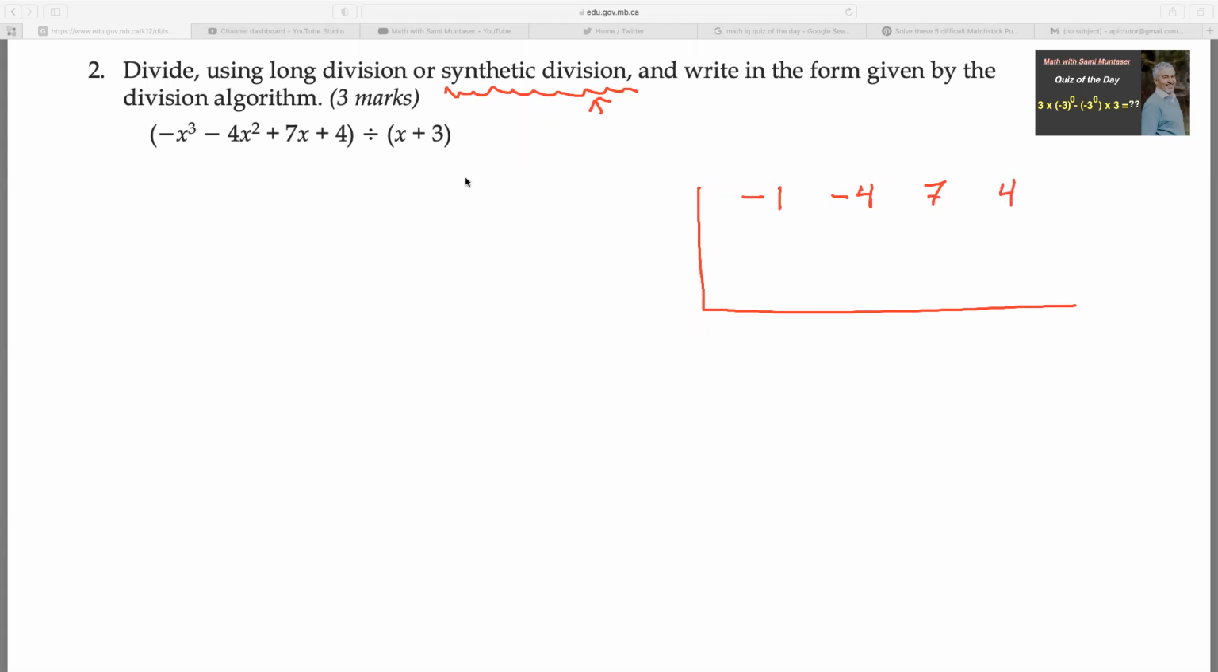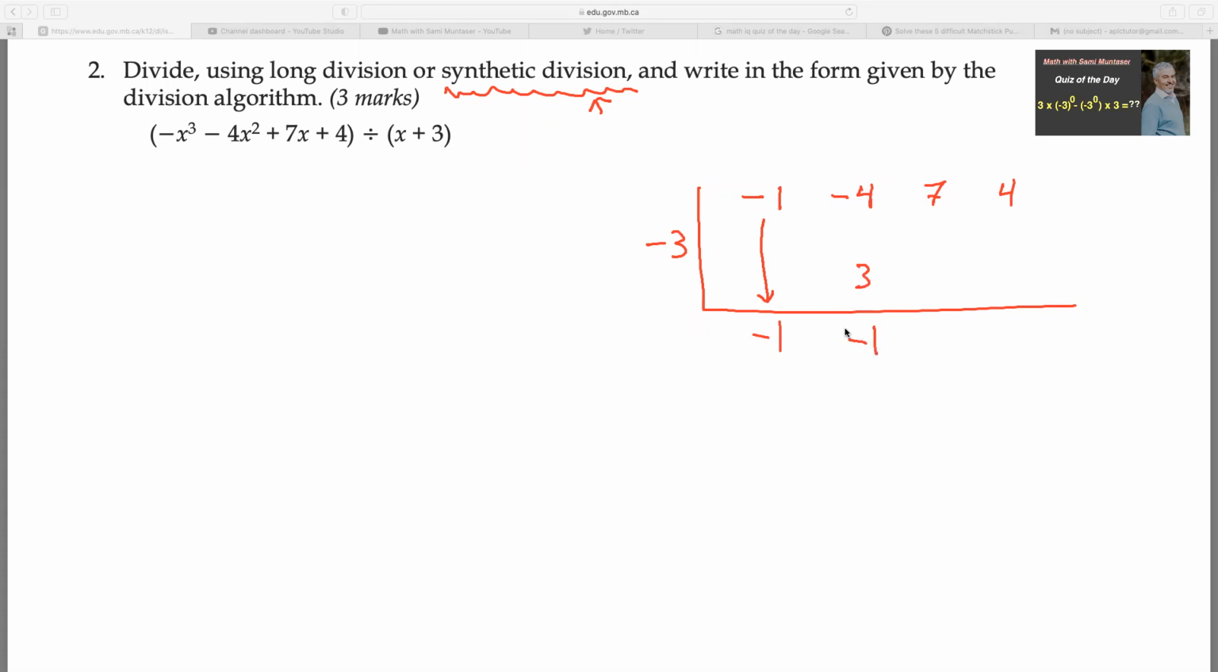Now you're dividing by x plus 3. What you put here is negative 3. That's what you're dividing by. Synthetic division works like this. The first thing you do, bring the negative 1 down right here, multiply the negative 1 times negative 3, you get positive 3. Write that there, you add, you get negative 1.